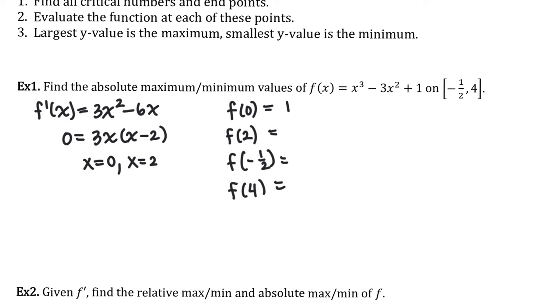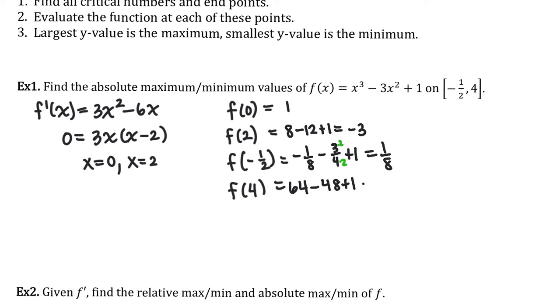For f of 2, what is this? 8 minus... No, I can't do it in my head. 8 minus 12 plus 1 is -3. If I do -1/2, -1/2 cubed is -1/8, minus 3 times 1/4, so 3/4, plus 1. Let me think about this. If I make this over 8, -1/8 minus 6/8 is -7/8, and -7/8 plus 8/8 is 1/8. And then f of 4 is 64 minus 3 times 16 plus 1, so I'm going to get 17.